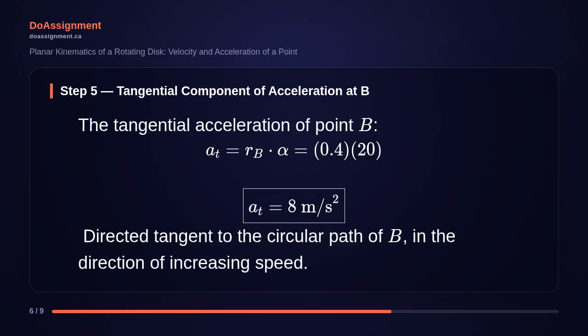The tangential acceleration equals the radius times the angular acceleration. That is 0.4 times 20, which gives 8 meters per second squared. This acceleration acts tangentially to the path of B in the direction the disk is spinning up.